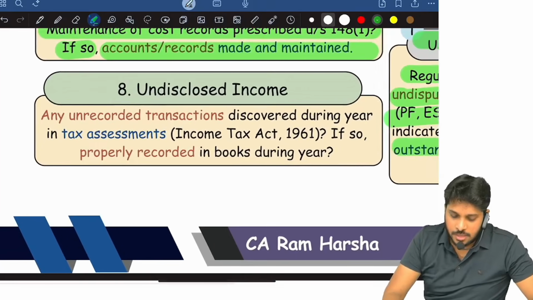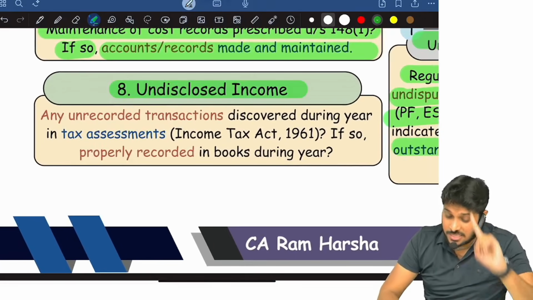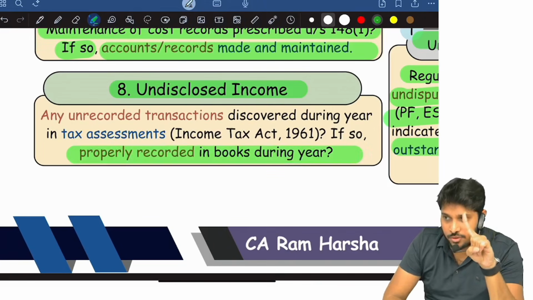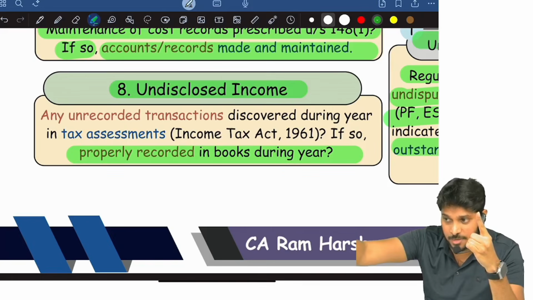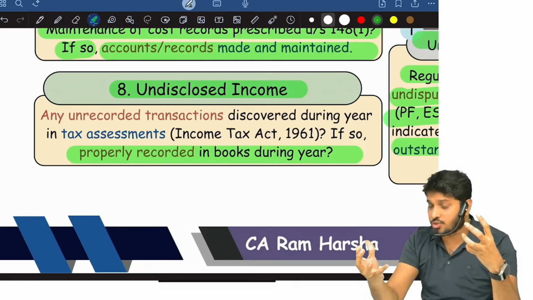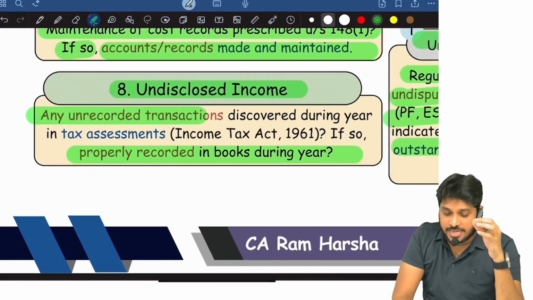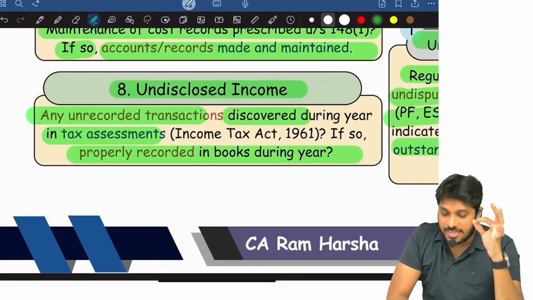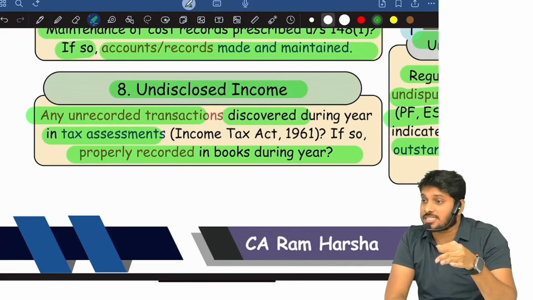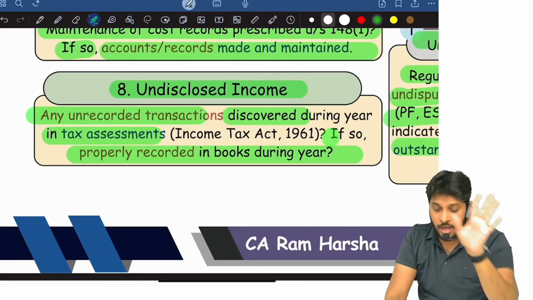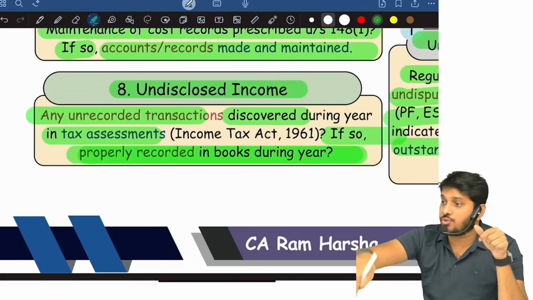Undisclosed income. This is regarding whether they are recorded in the books of accounts. The question here is whether the undisclosed income is recorded in the books of accounts. That's the ultimate question. Is there any unrecorded transaction discovered during the tax assessments? Whether any undisclosed income was disclosed to the income tax department during the tax assessment. If so, you should check whether the same is recorded in the books of accounts or not.